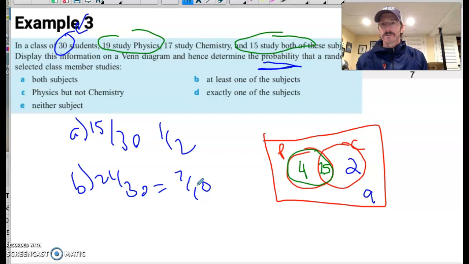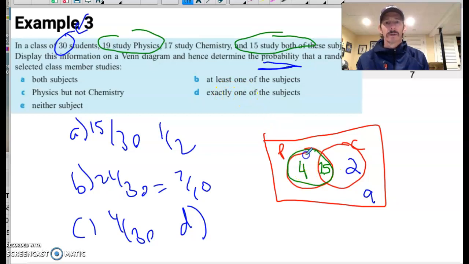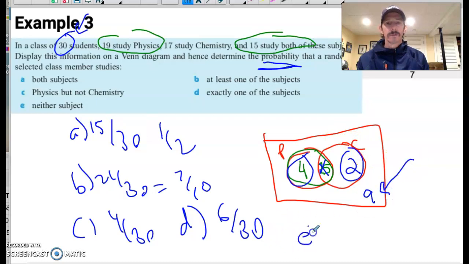Oops, I guess I'm going to finish these. Probability of being in physics but not chemistry is 4. So part C would be 4 out of 30, which could be reduced as well. I'm running out of time, so I'm zipping through this. Exactly one of the subjects would be either this physics or chemistry, but I would exclude that. So that would be 6 out of 30. And neither subject, that's my guy right here. So E would be 9 out of 30.